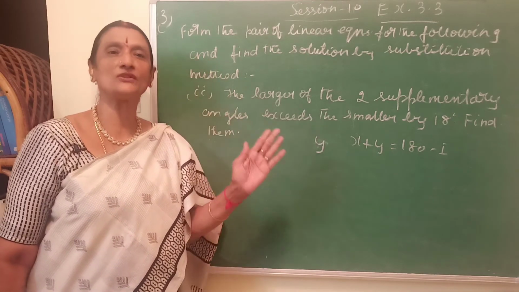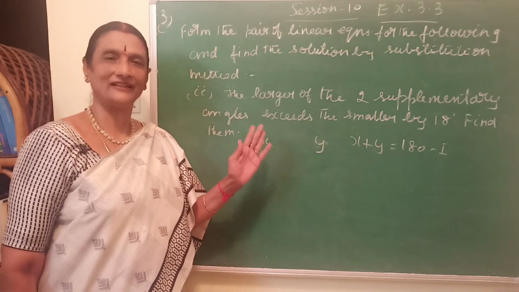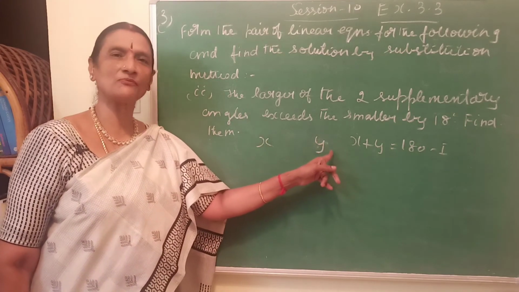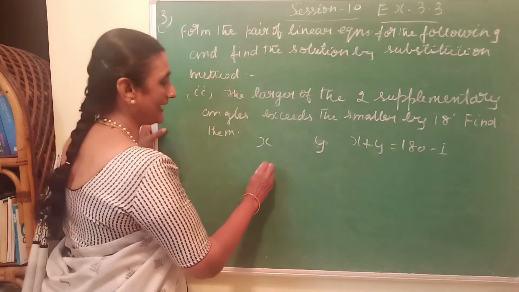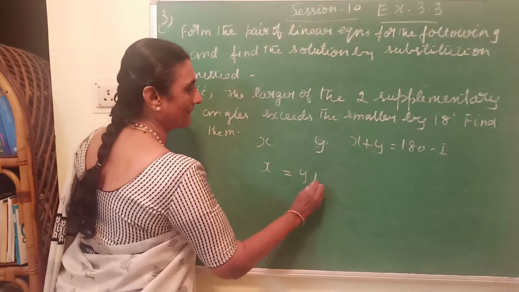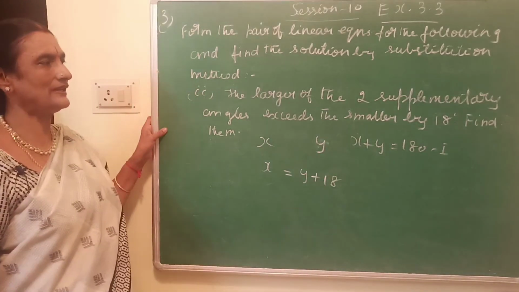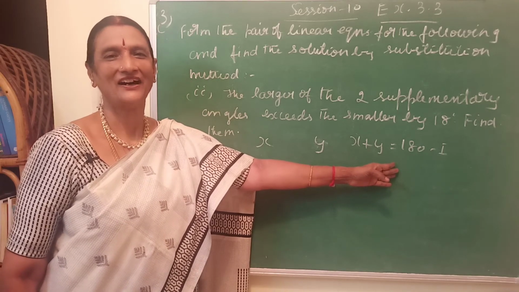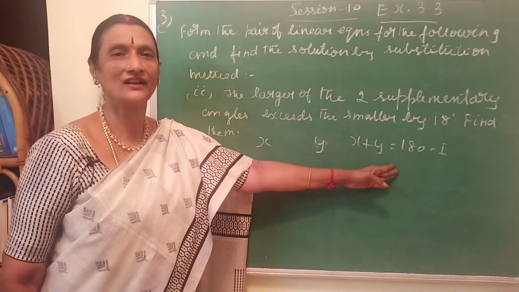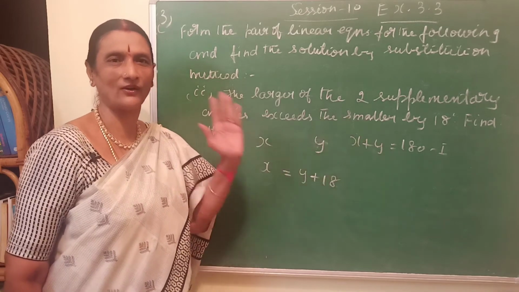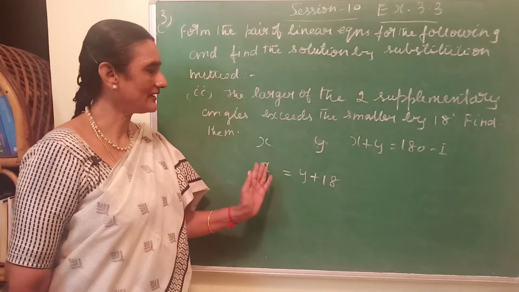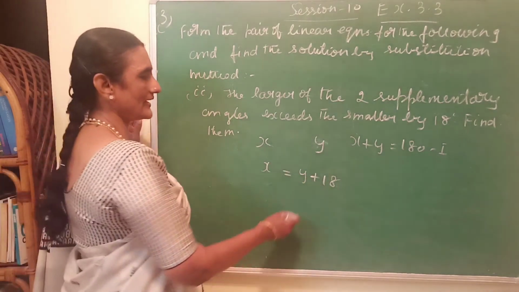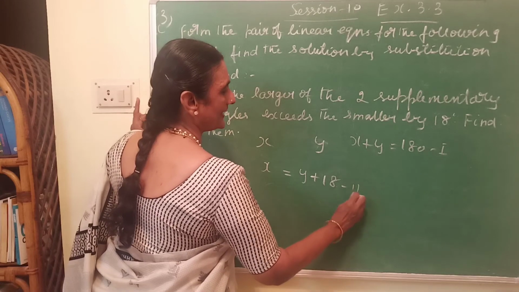In order to do the substitution method, what can I take? x is the larger angle, and I will take the smaller angle as y, which means x is equal to y plus 18. That is very simple, so directly we can substitute. Are you understanding, children? This is how you should analyze and always take the easier one. Here as it is, you will get x is equal to y plus 18. This is one equation.